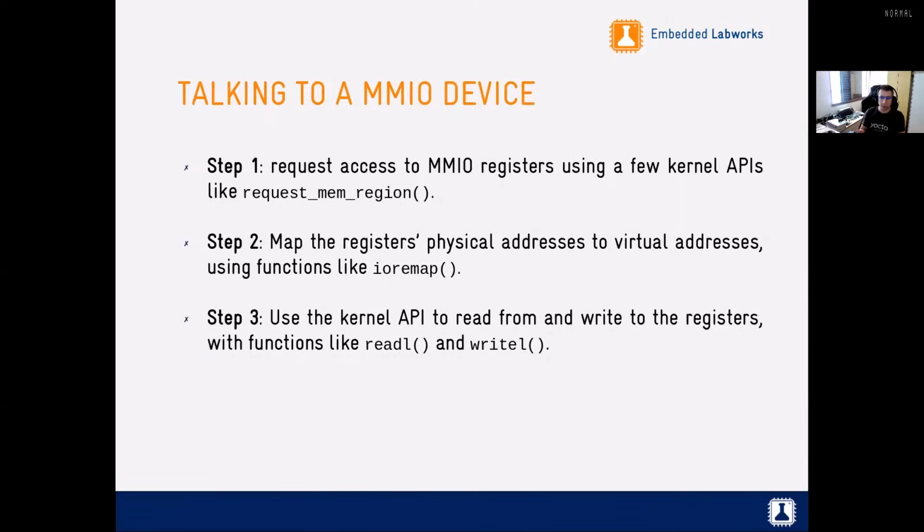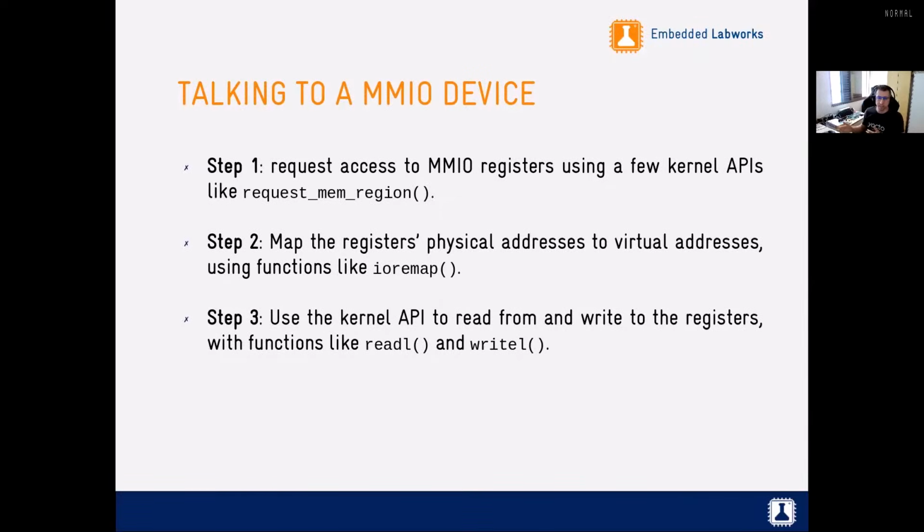Although you could try to use the pointer that ioremap would return for you to access those registers, it is recommended to use some wrapper functions from the kernel, because those wrapper functions will take care of things like endianness, and will use some internal kernel APIs to make sure that you're really able to access the devices in memory.